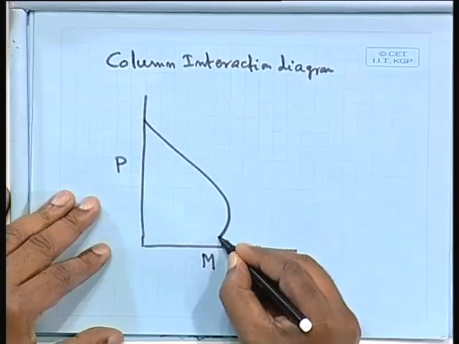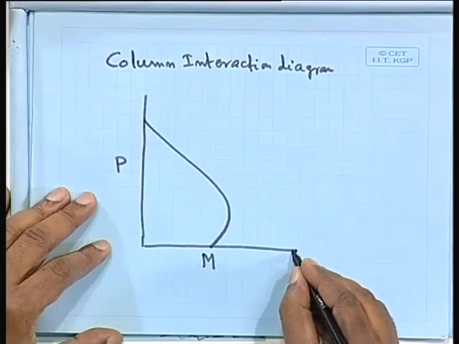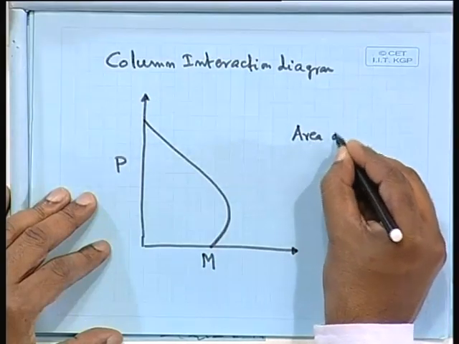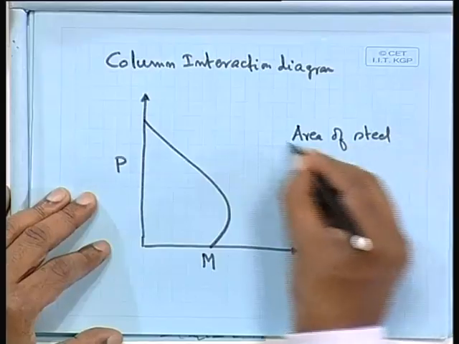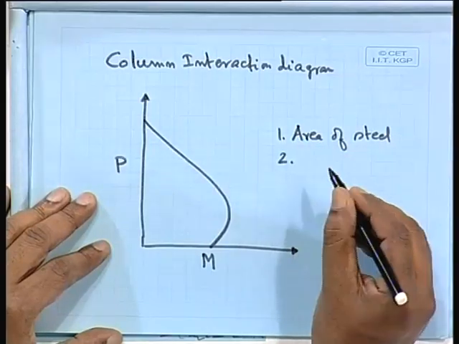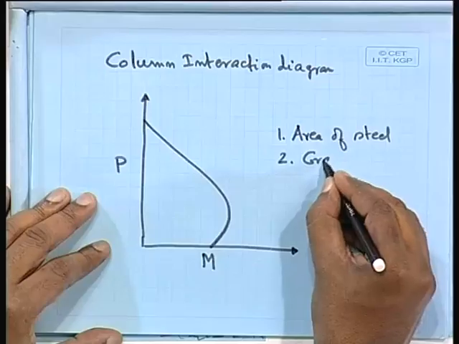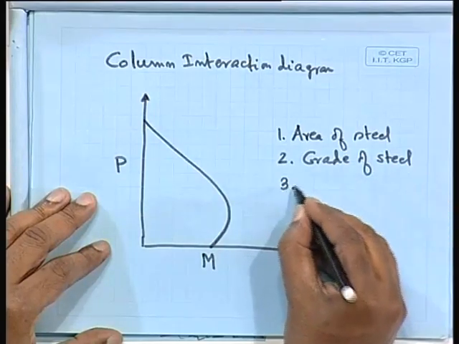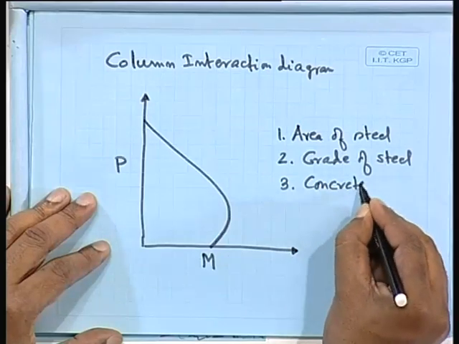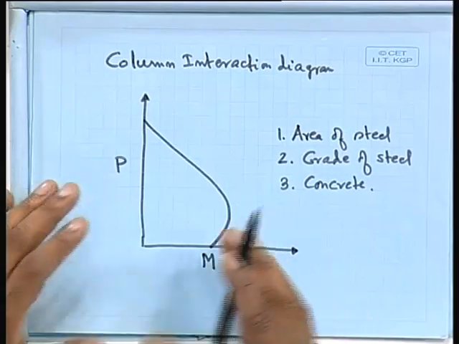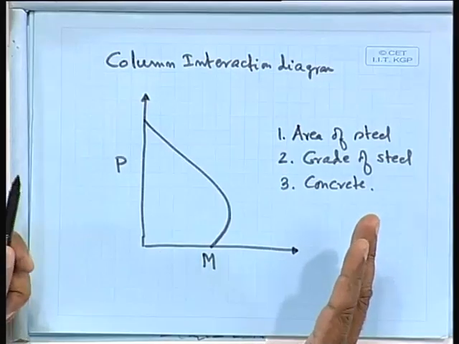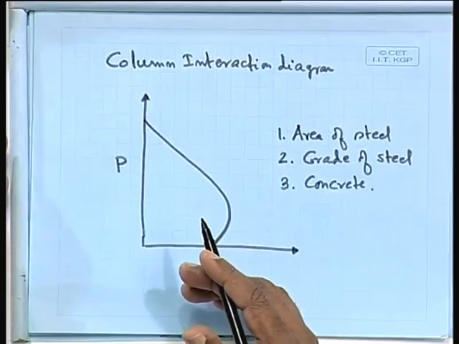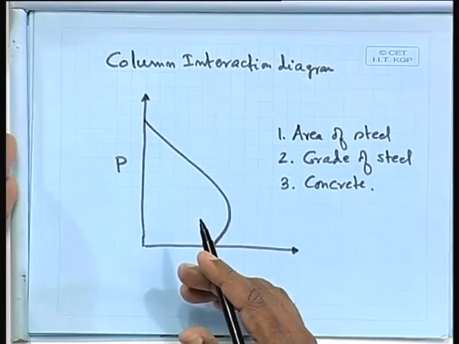for a particular area of steel, then we are having say grade of steel, then we are having say concrete. What we do, that means let us choose a section, and then you find out what is the axial load, how much it can take and how much it can take the moment. How should we find out?